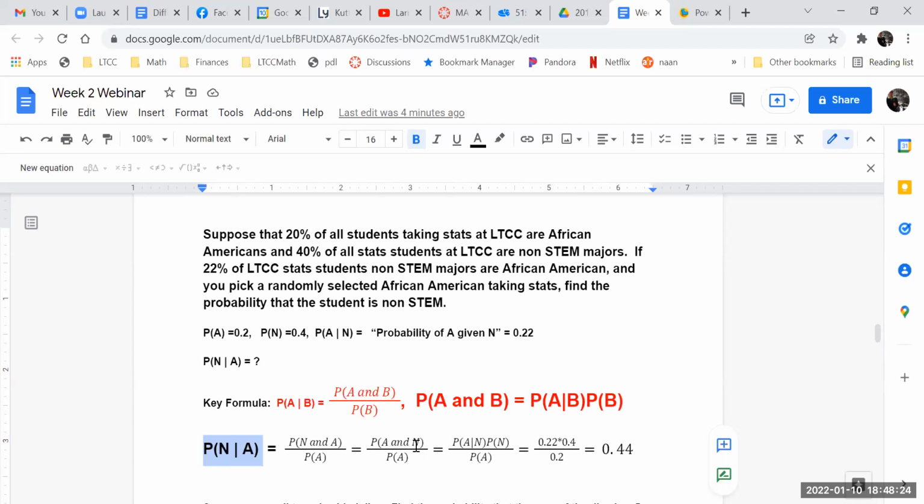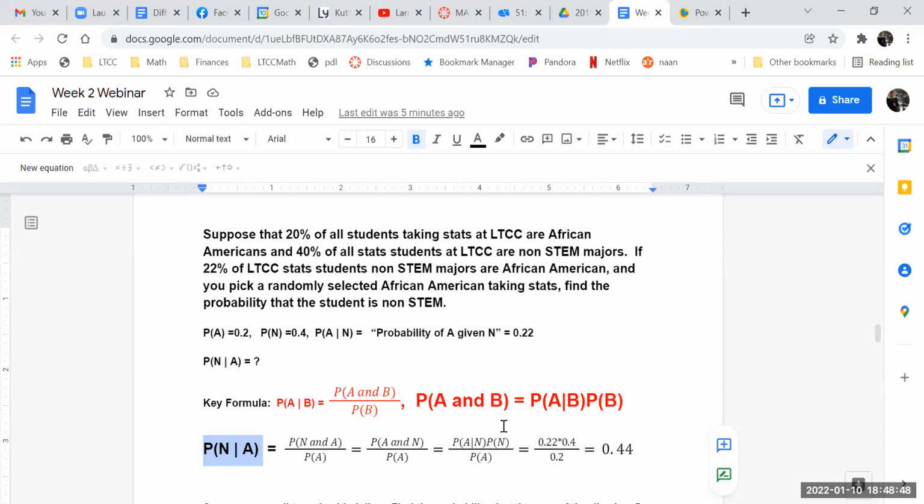Then for the probability of A and N, now I can use a second equation. The second says the probability of A and B is the probability of A given B times the probability of B. But instead of a B, I have an N. So the probability of A and N is the probability of A given N times the probability of N. I just replace the B with an N.